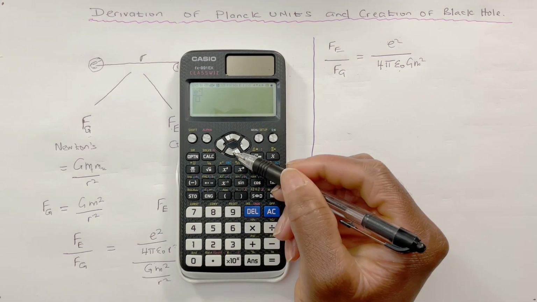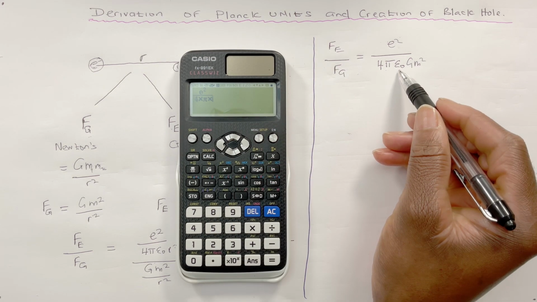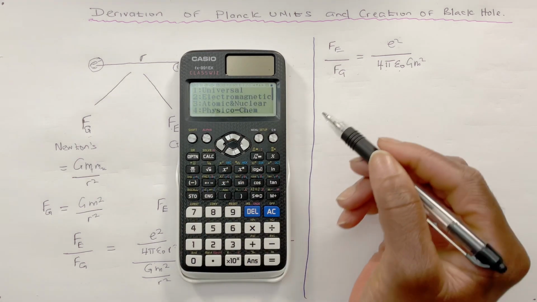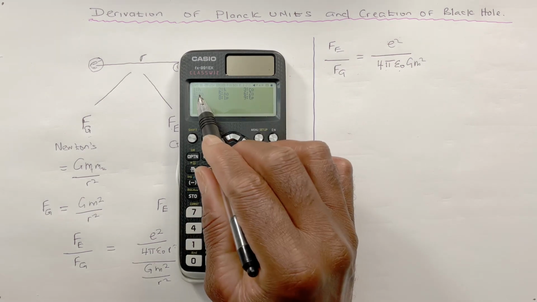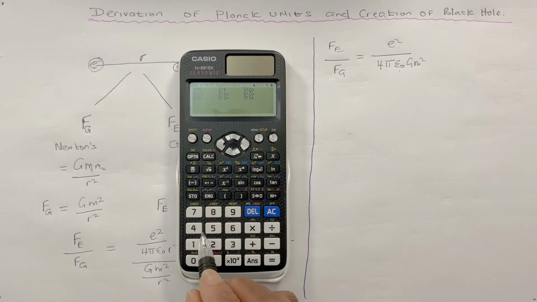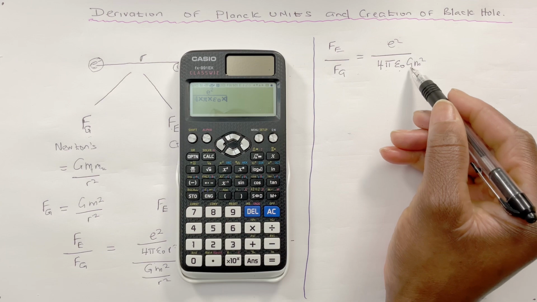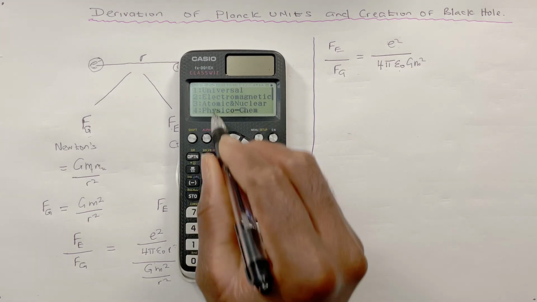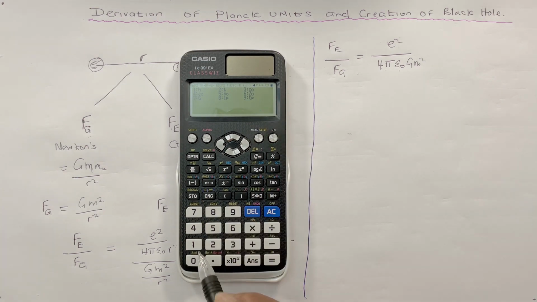I square it, and bring the arrow key down. I want to put 4 times shift pi times, and I need epsilon naught. So let's go back to the shift constant. Where would epsilon naught be? Try number 1. There we go, and epsilon naught is number 4, so I'll put 4 there. This is how to do it using the calculator. Then times the value for G, which will be shift constant again, universal constant 1. G is number 7, so I'll put 7 there.